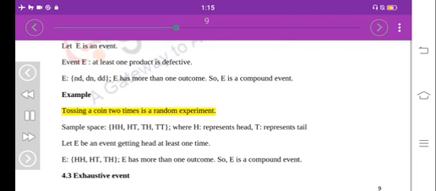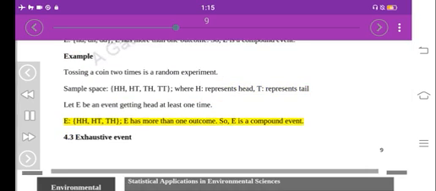Example. Tossing a coin 2 times is a random experiment. Sample space: HH, HT, TH, TT, where H represents head, T represents tail. Let E be an event, getting head at least one time. E is HH, HT, TH. E has more than one outcome. So, E is a compound event.